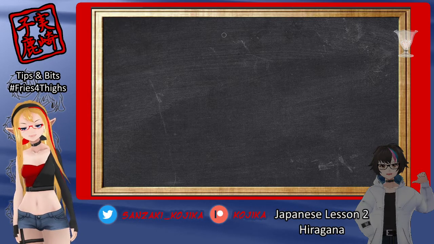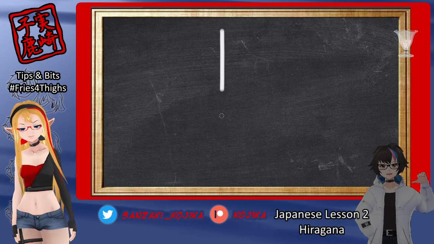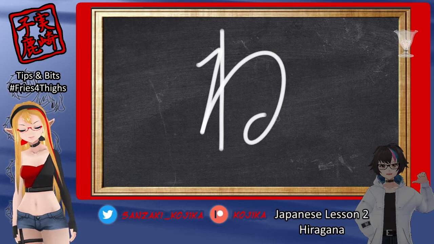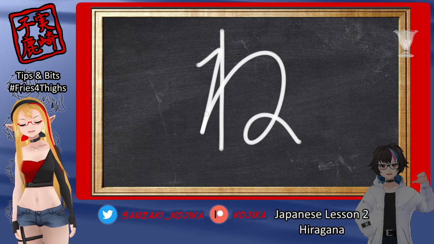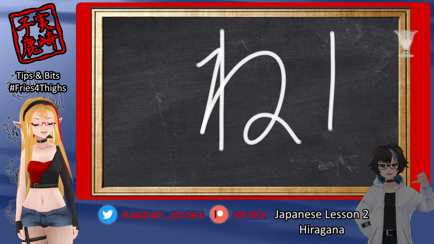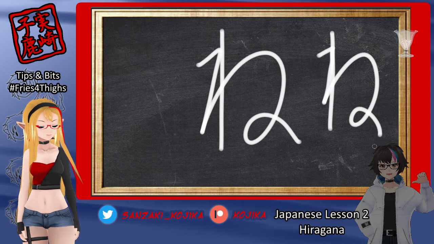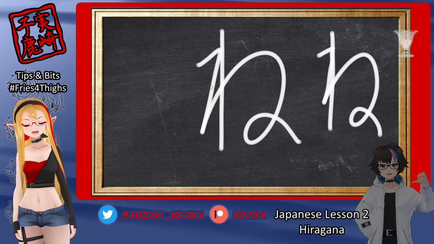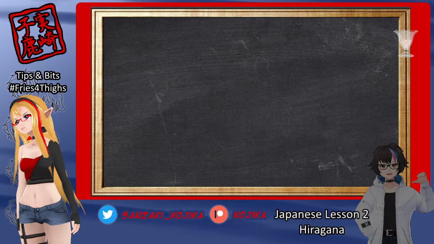Ne is another one that doesn't look like it's two strokes, but it is. Now, how much space you leave back here doesn't really matter too much. You'll see it written a lot where it has no space back there, but it's okay to have a little gap here. You want to write ne?